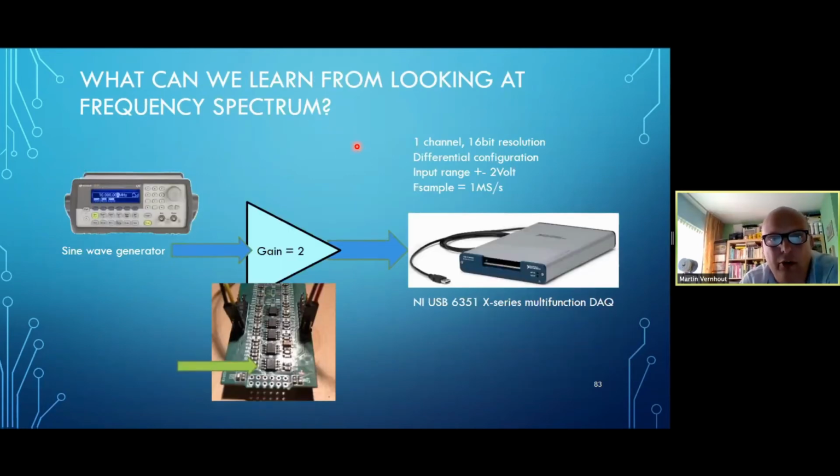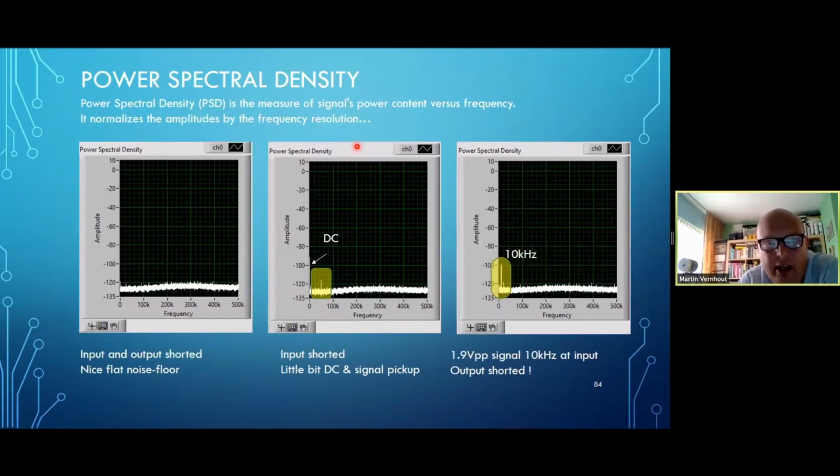So what can we learn from looking at the frequency spectrum? Over here, I have a simple setup with a signal generator, a data acquisition board, and a gain stage. And if I short the input and the output, this is what we measure in the frequency domain. So low values, minus 120, means there is almost no power. This is actually the ground, the noise floor of that digitizer. If I only keep the input shorted, so the output is actually driving it, I see a little bit of DC and a little bit of signal being picked up from somewhere else.